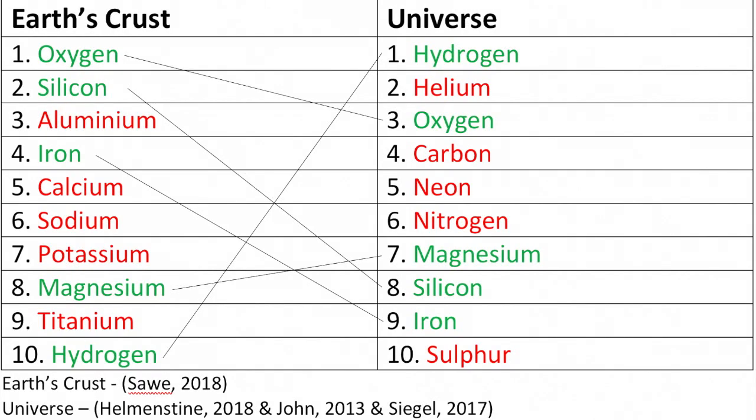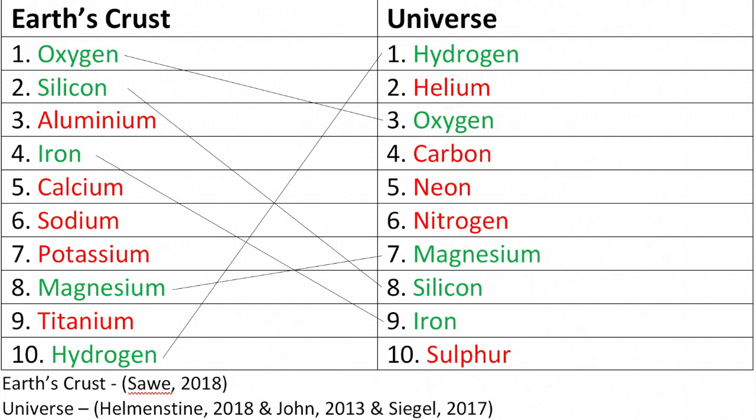This table that I've made ranks the most abundant elements in the Earth's crust and the most abundant elements in the universe from 1 to 10. As you can see from this, there is almost nothing shared in common, and even in cases where the same element appears, they're in different spots, as you can tell by the lines I've added.